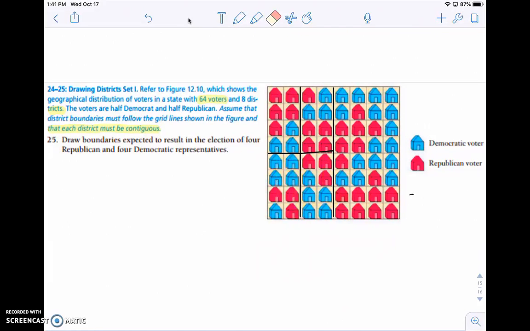Let's see how this would go. So this top left one here, that would be a Republican because there are 5 out of the 8. Then we have Republican again. The next one would be Republican. Then this one would be Democrat. This would be Republican, Democrat, and Democrat. And so we have 5 Republicans and 3 Democrats there, so that's not going to work out. So that's doing what we'd call kind of 2 blocks horizontal and 4 blocks vertical. That didn't work for us.